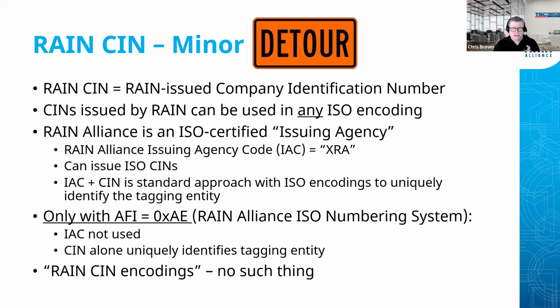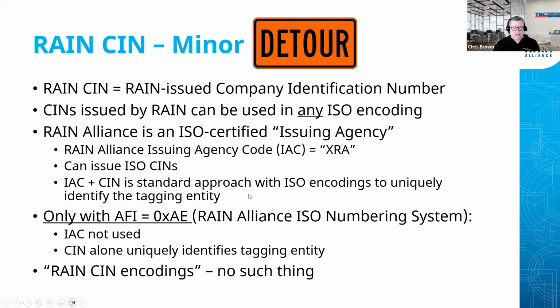You remember our silver cylindrical automotive part? The company that makes that part may want to get their company number from RAIN, and they do a different ISO encoding, the one that's commonly used for automotive parts over in Europe. They can use the RAIN issued company identification number. So it's not just for this numbering system, it's a genuine broad ISO company identification number.